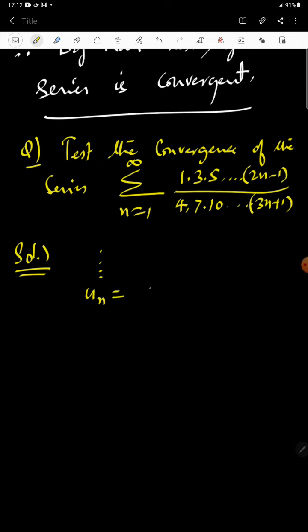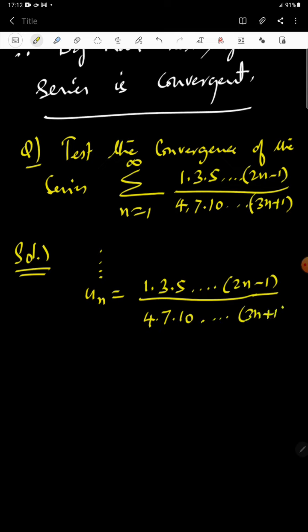So un is nothing but 1, 3, 5 so on up to 2n minus 1 divided by 4, 7, 10 so on up to 3n plus 1. This "so on" concept should give you the feeling that we have to apply the ratio test. Implies un plus 1 will be replacing n with n plus 1. So 1, 3, 5 so on up to 2n minus 1.